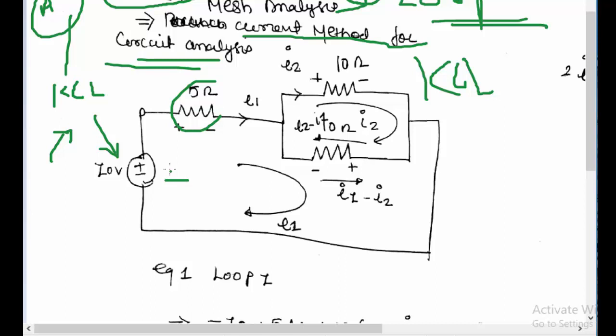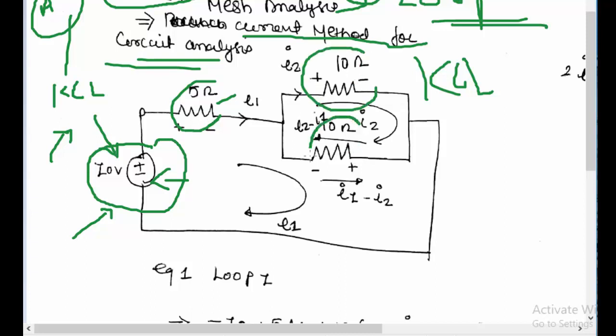Looking into this circuit, we have a voltage source of 10 volts, then a 5 ohm resistance, which is R1, then a 10 ohm resistance, and again a 10 ohm resistance. I1 is the current coming into the circuit, then there is the I2 current, and then there is I1 minus I2.